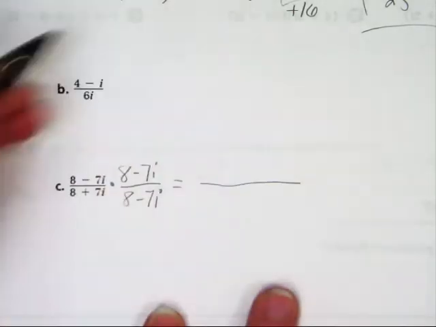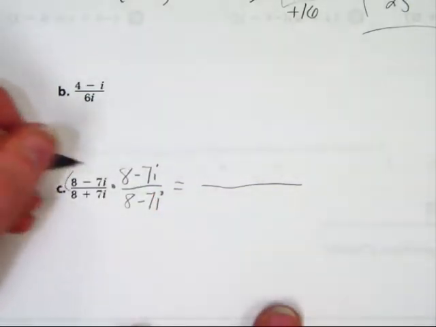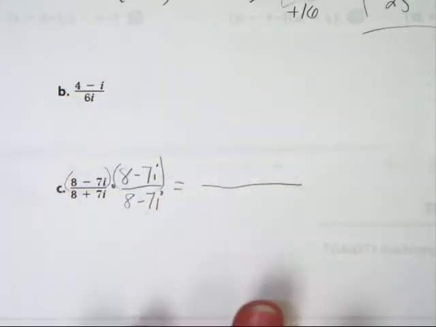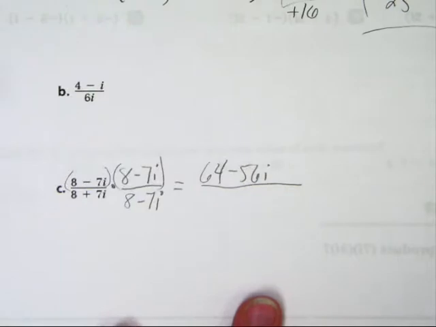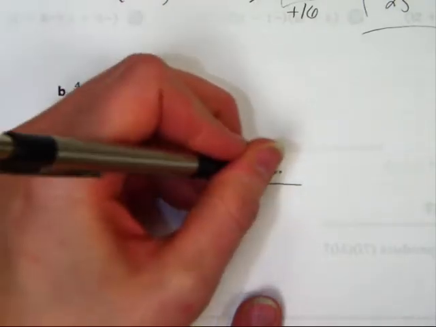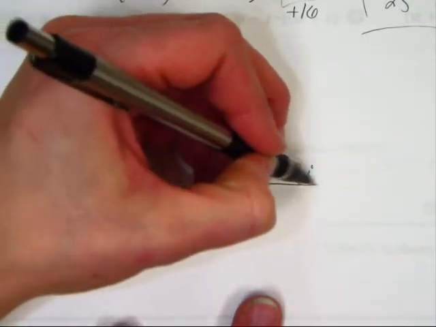So I'm going to let you tell me all 4 terms on the top. I will write them as you say them. Okay, 64 minus 56i minus 56i. Very good. And plus 49i squared. That is correct.